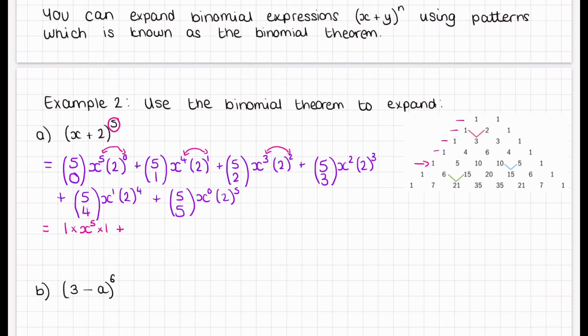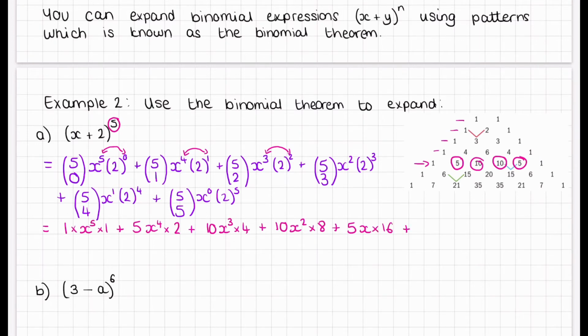Then the next one, 5, 1, is the second number in the triangle, which is 5. So it'll be 5 x to the power of 4 times 2 to the power of 1, which is 2. Combination of 5, 2 is the next number, which is 10. So we'll have 10x cubed, 2 squared, which is 4. 5, 3, the next number, which is 10 again. So it'll be 10x squared, 2 to the power of 3 is 8. Next one, 5, 4, the combination is the next number, so it'll be plus 5 x to the power of 1, 2 to the power of 4, which is 16.